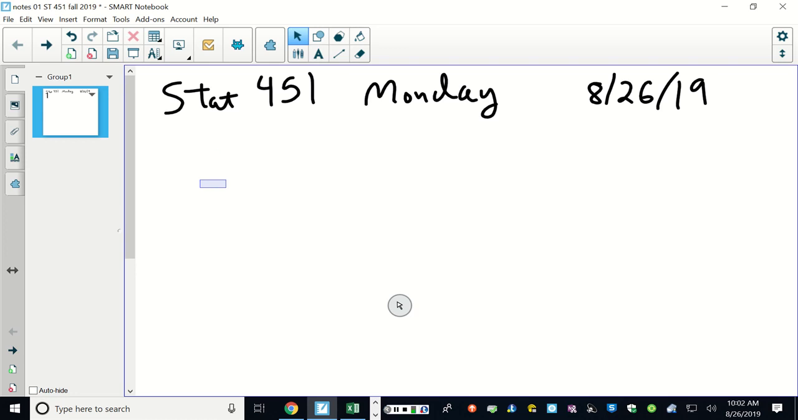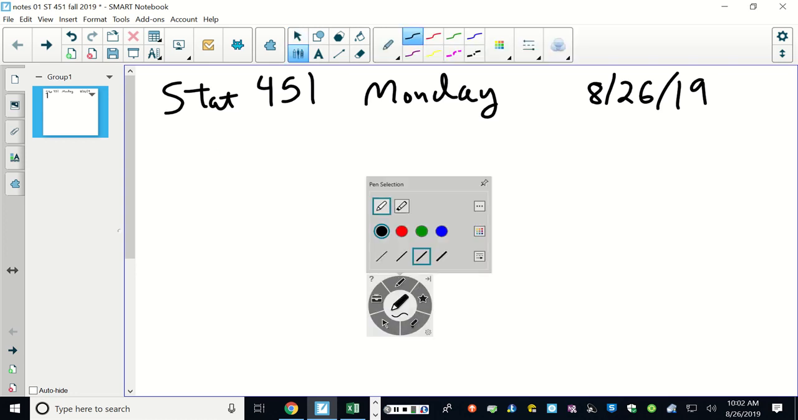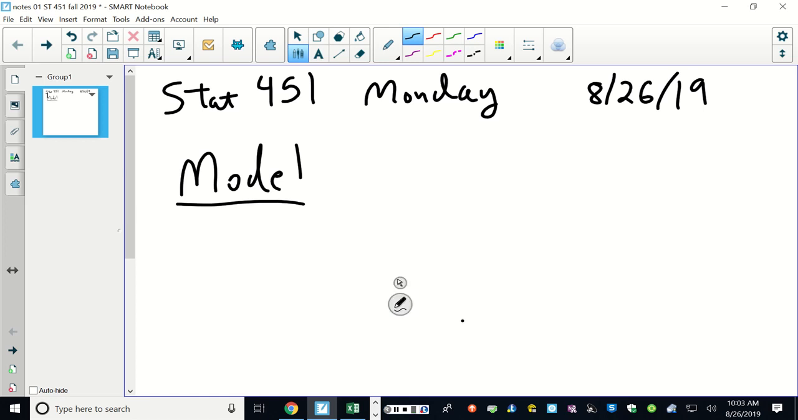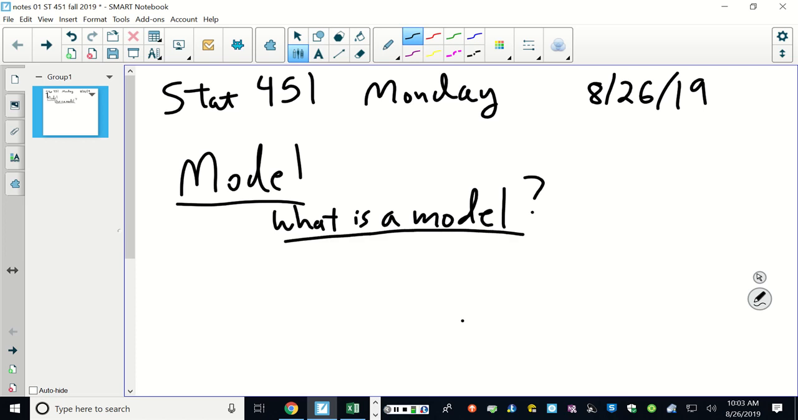What is meant by, what do you think about when you hear this idea of somebody says this is a model? So what is a model? Or what would be some examples of some things you might think of when somebody says, is there a model?